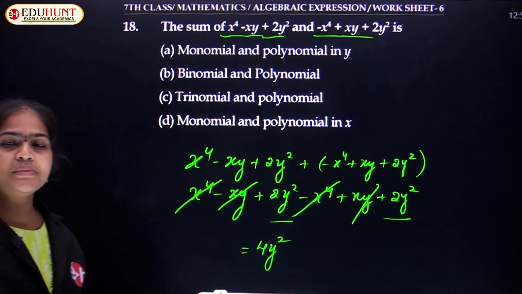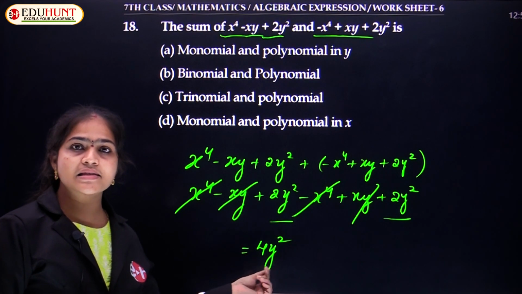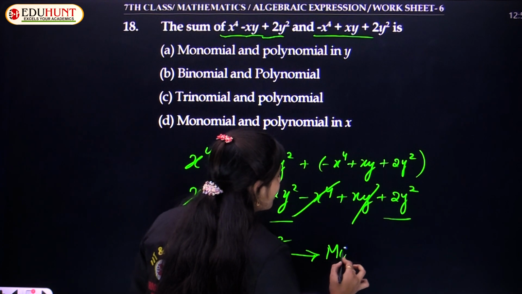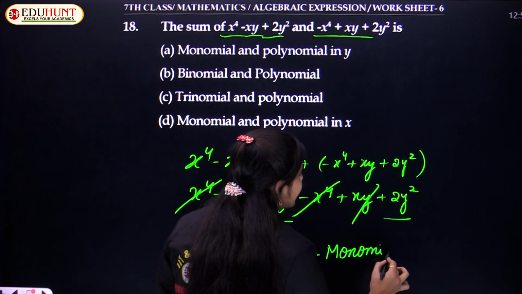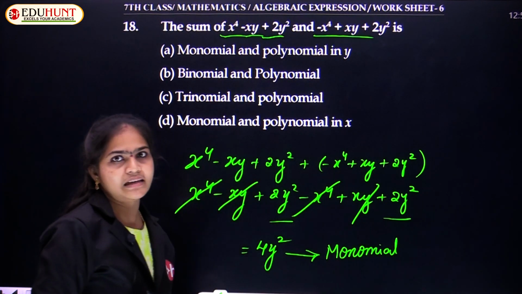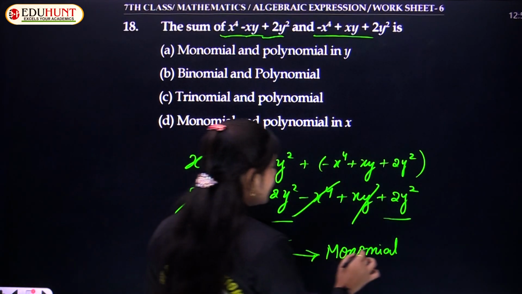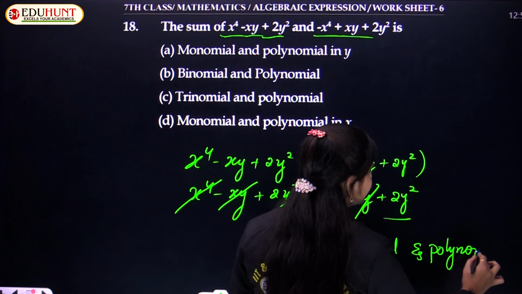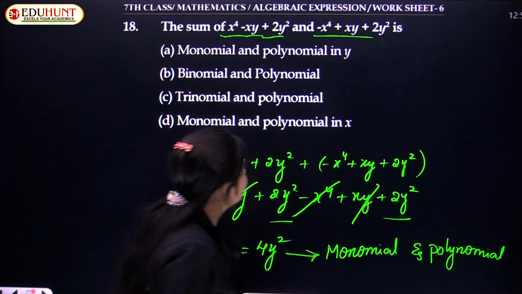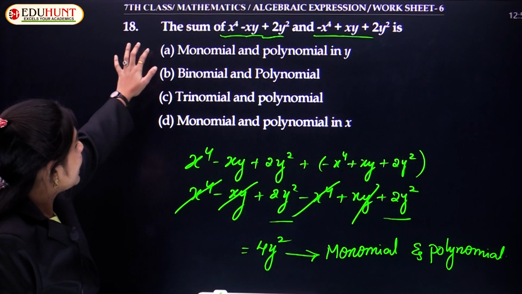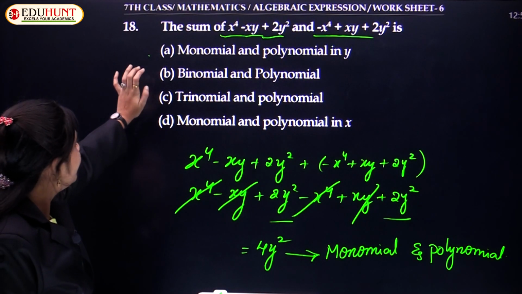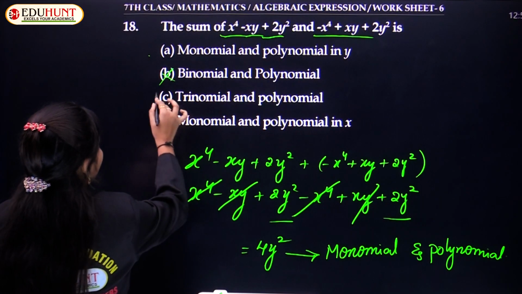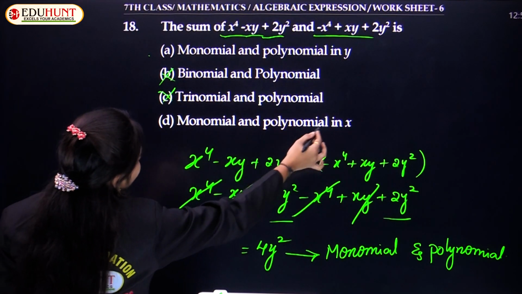4y square means how many terms we got here in that answer? Only one term is there. So one term means what we will call that? Monomial. And we know that every monomial is a polynomial, right? So this is a monomial and a polynomial also. Now as per the options, what have they given? Monomial and polynomial in Y. Binomial and polynomial, no, this is not binomial. Trinomial and polynomial, wrong. Monomial and polynomial in X.